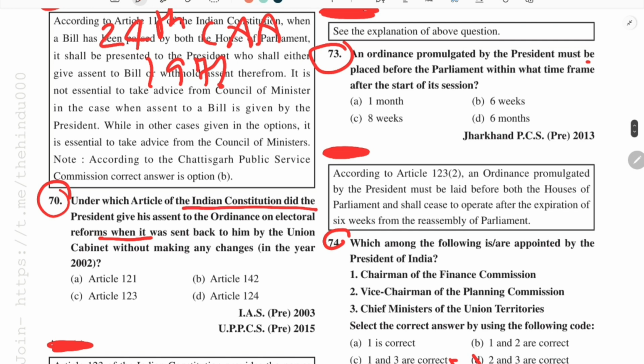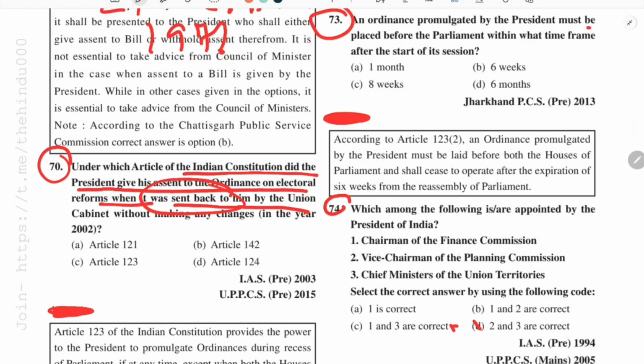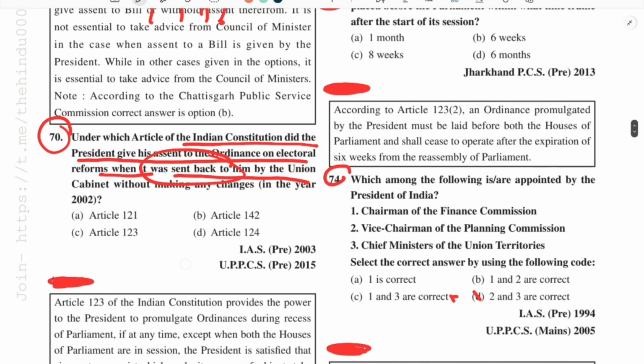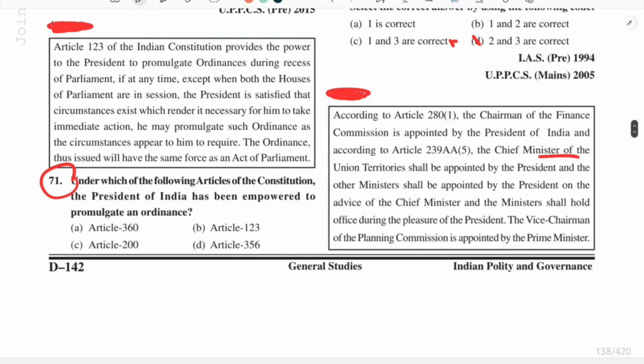Under which article of the Indian Constitution did the president give assent to the ordinance on electoral reform when it was sent back? That is regarding the article related to ordinance. The article related to ordinance is 123. That is the particular article related to the ordinance-making power of the president. I will also tell you how this process takes place, and when and where these ordinances are issued by the president.